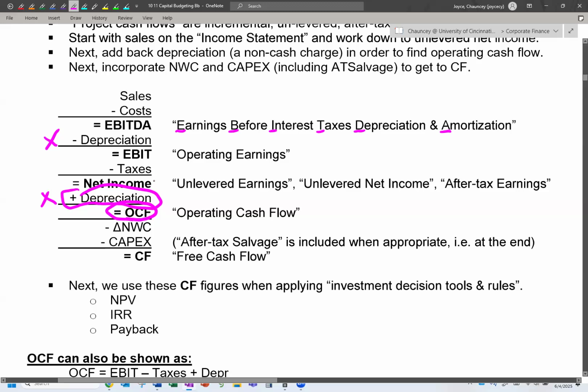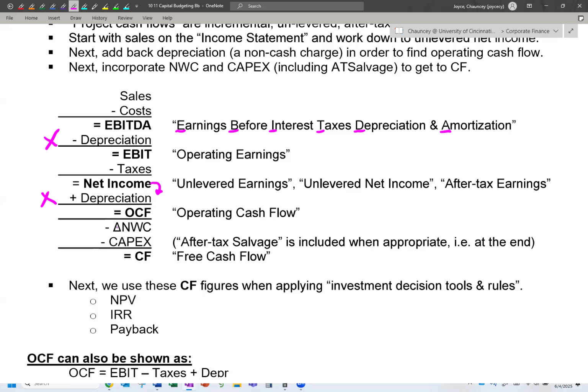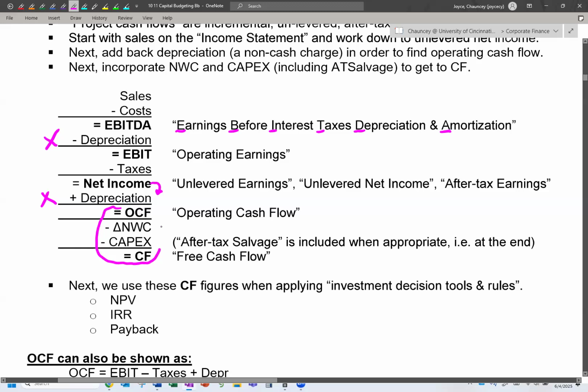So then once you get to your unlevered earnings or your net income, add back depreciation. We call this number now operating cash flow, or OCF. Deduct any changes in net working capital. That's your short-term financing. Deduct any capital expenditure. That's spending on long-term assets and after-tax salvage. So that's selling long-term assets. So once you take operating cash flow, less changes in net working capital, less capital expenditure or CapEx, you get to project free cash flow, or just CF.